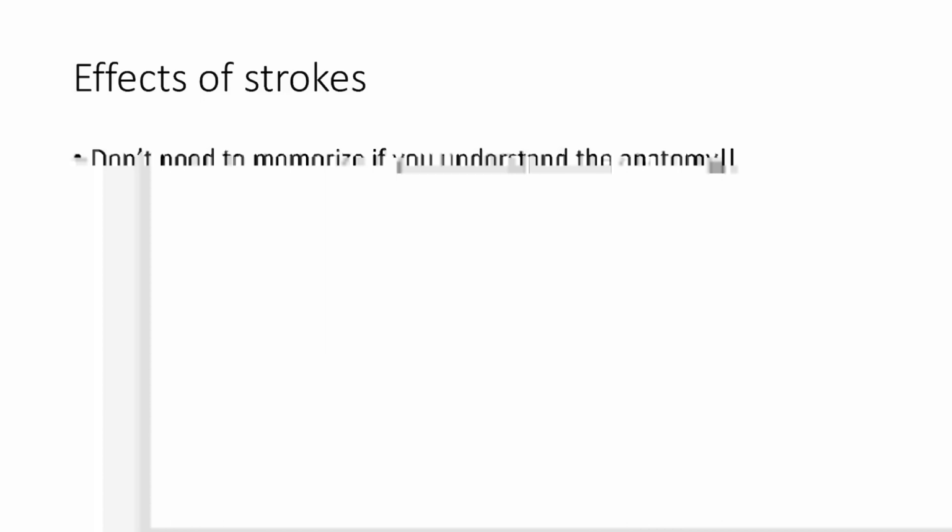So now we're going to talk about the effects of strokes. That is, how will patients present after a specific stroke. Remember, we can have strokes or occlusion of blood vessels in any part of the vasculature, including the middle cerebral, anterior cerebral, and posterior cerebral vessels. You can get blockage there, and then you can get an ischemic stroke.